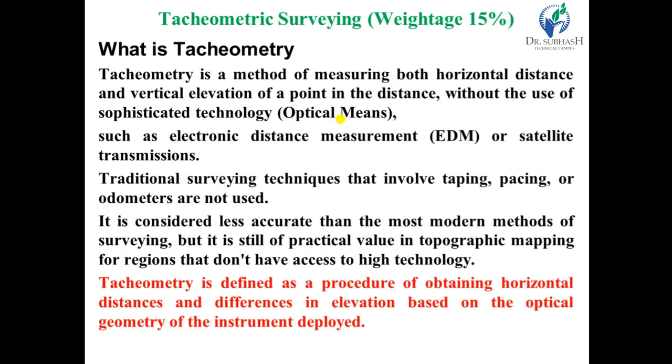Now, the first question that arises in our mind is what is tachyometry? Tachyometry is a method of measuring both horizontal and vertical distances of points without the use of any sophisticated technology like optical means. We know that in the present era, digital instruments and satellite mapping are also available, but in tachyometry we do not use those types of digital techniques.